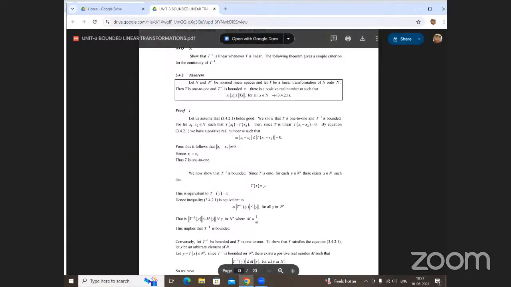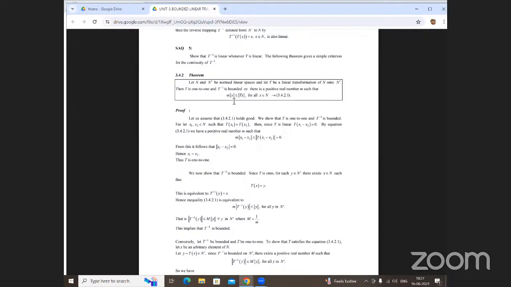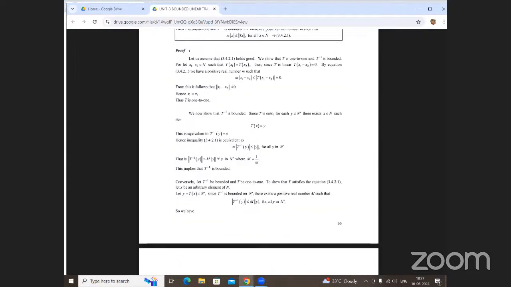So the inverse means the image of the element is also converted to this side. So m into norm of x is less than or equal to norm T of x, because T inverse is bounded. First of all, T is one-to-one and T inverse is bounded. That is the necessary part. And we must prove that, for a positive real number m such that m into norm x is less than or equal to norm T of x, which is the sufficient part, T is one-to-one and T inverse is bounded. So that is the theorem.